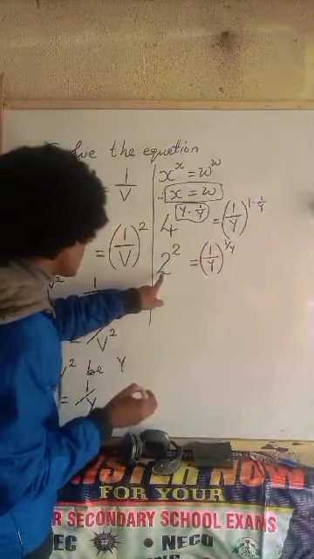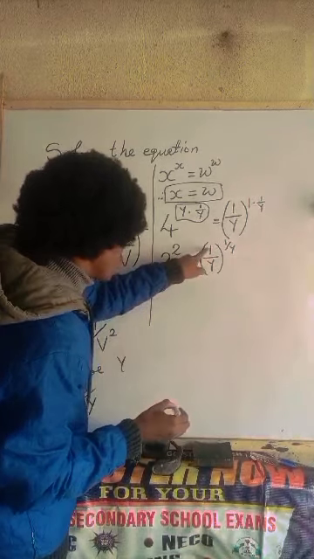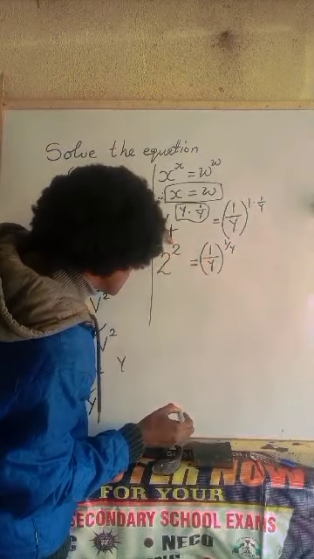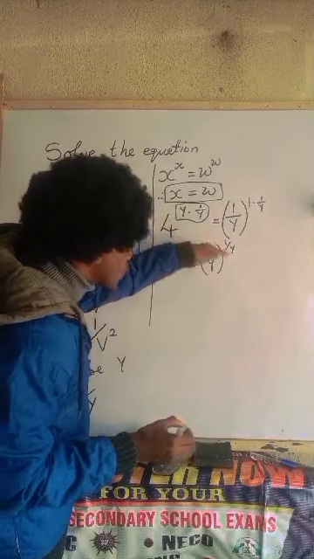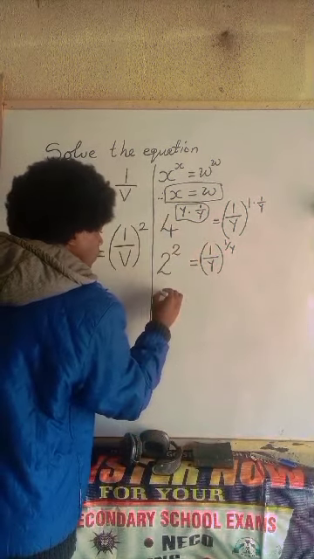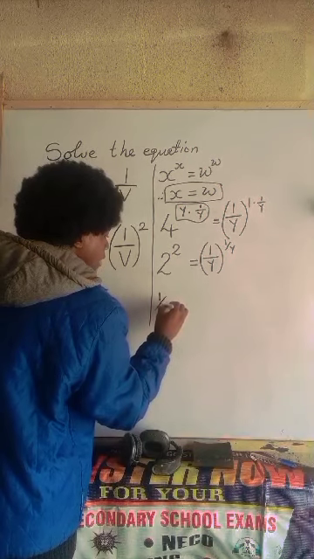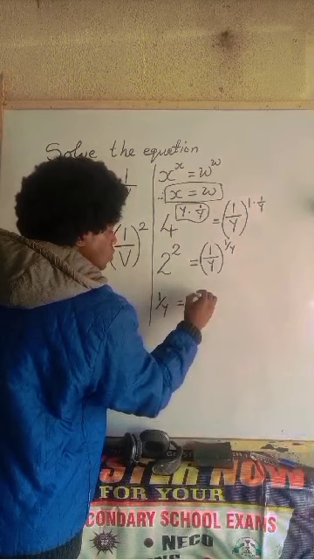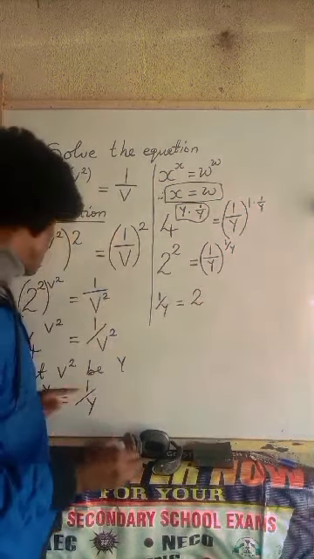So what this means now is that 2 is equal to 1 over y. And this same 2, this exponent that we have here, is equal to 1 over y. That is, 1 over y is equal to what? 2. But remember that we made an assumption.